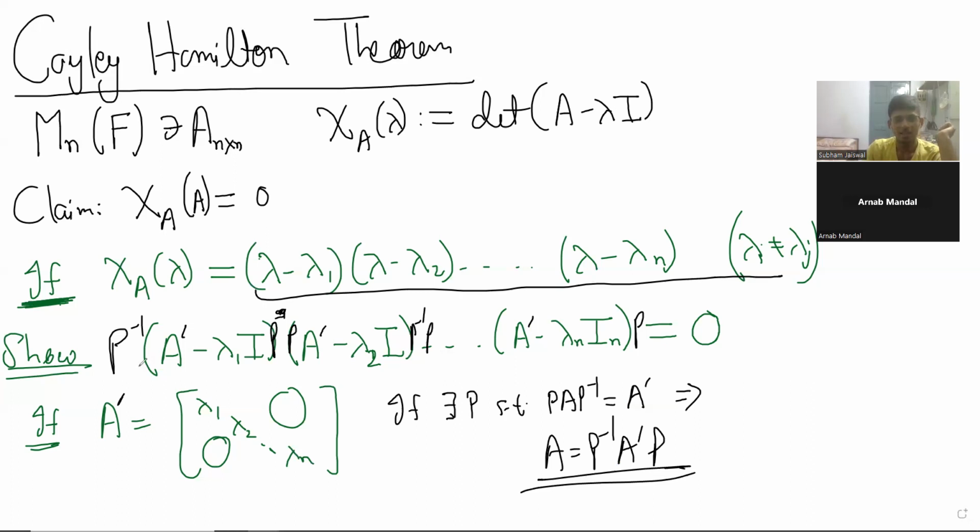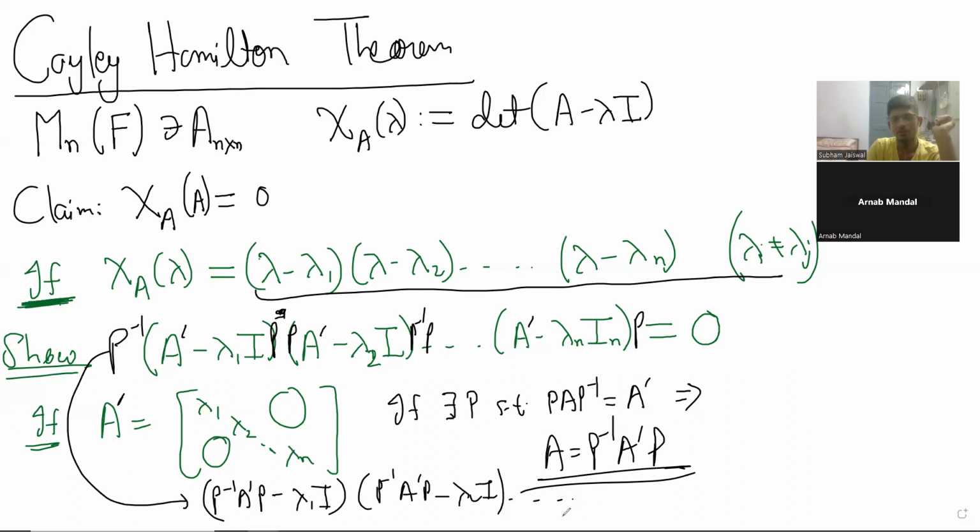Then basically this thing will become lambda, and this I will remain I because the P inverse will get cancelled, right? And similarly you have... We don't know whether these matrices are commutative or not. That's why it's not commutative, and that's why I'm writing this like this.